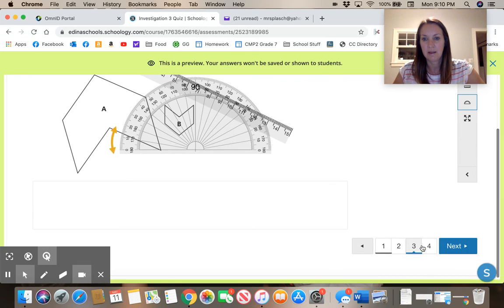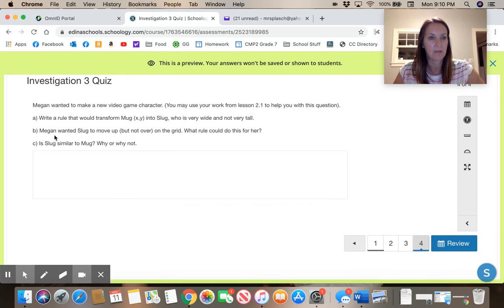And then in the last question, we have 3 parts, so make sure you answer all of those. You might want to say A, B, and C on this side. And that is what you would need to do for the quiz in Schoology.